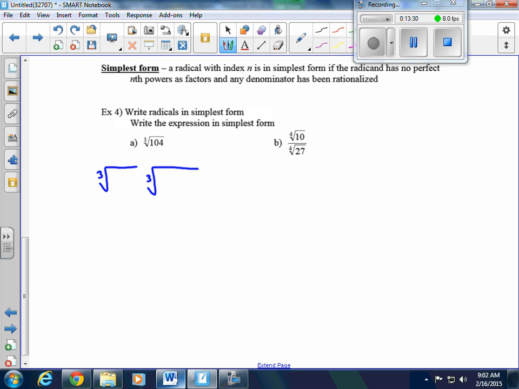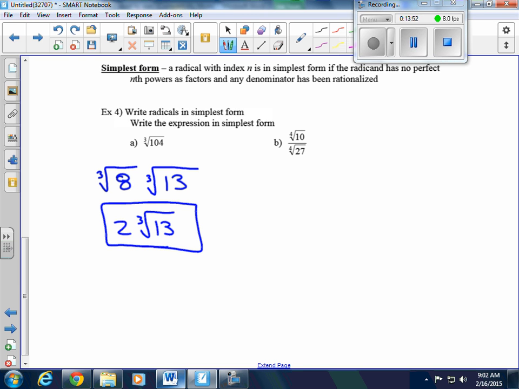Well, I'm going to check, is 8 a factor of 104? Well, in this case, it is. It's 8 times 13 gives me 104. And so now the third root of 8 is 2, and there's nothing I can do with the 13. 13 has no factors that have a third root, and so there is our answer.